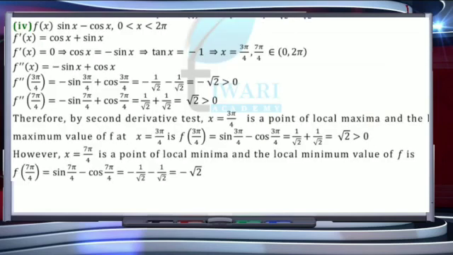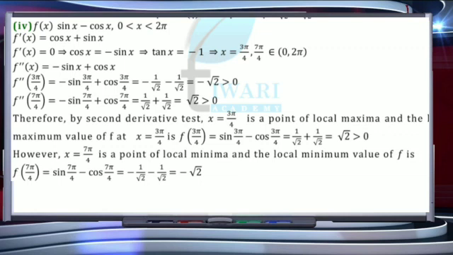Now the fourth part: f of x is given by sin x minus cos x, and x lies between 0 and pi by 2. First we will find its first order derivative. The derivative of sin x is cos x and the derivative of cos x is minus sin x, so f dash x reduces to cos x plus sin x. Next step is to put the first order derivative equal to 0. This implies cos x is equal to minus sin x, or you can say tan x equals minus 1. Tan x takes the value minus 1 at two values, that is 3 pi by 4 and 7 pi by 4.